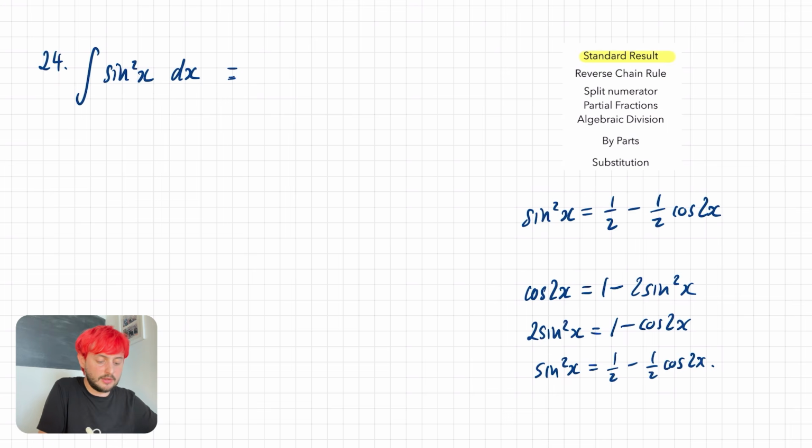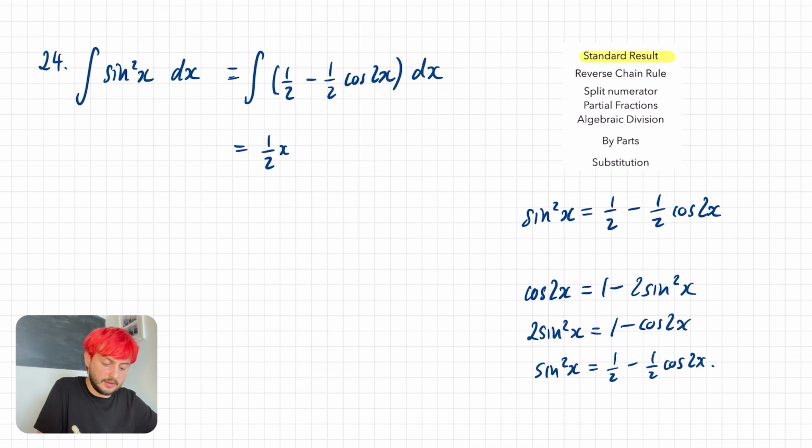So instead of integrating sine squared x, which can't be done in that form, I'm going to write it as a half minus a half cos 2x with respect to x. The half is going to integrate to a half x. I know that this is going to go to a sine of 2x, and it's going to be minus a quarter to counteract that 2 that we've got inside there, plus c.